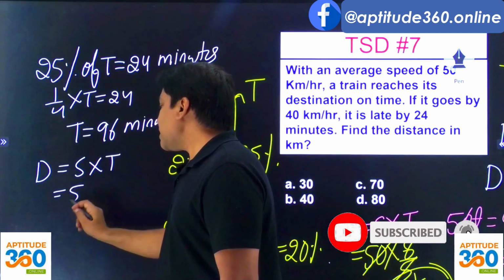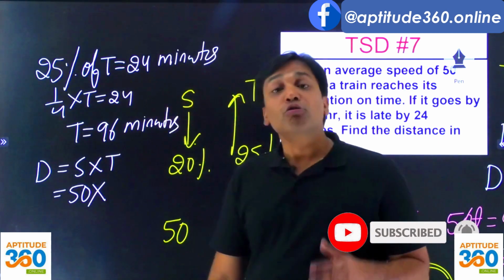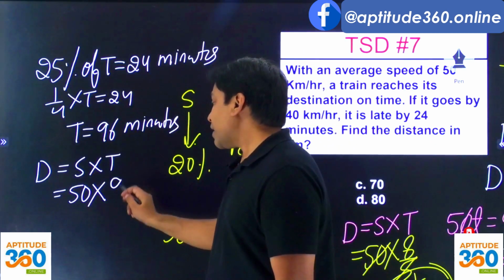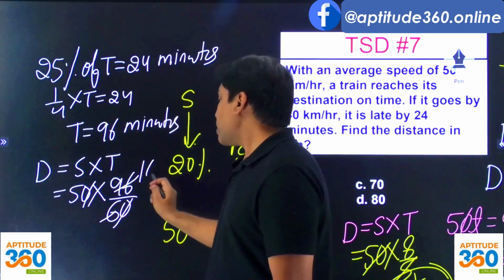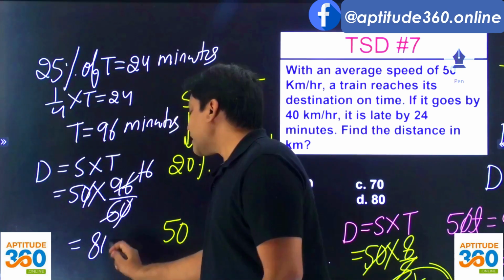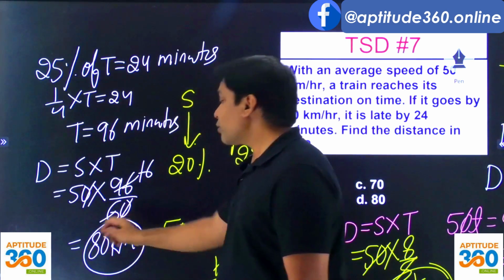अगर स्पीड 50 किलोमीटर पर आवर की स्पीड से चला और उसको 96 मिनट्स लग गया, तो 96 obviously is going to divide by 60. If you simplify this, what is the answer that you are getting? You are getting 80 kilometer. Aren't you getting the same answer?